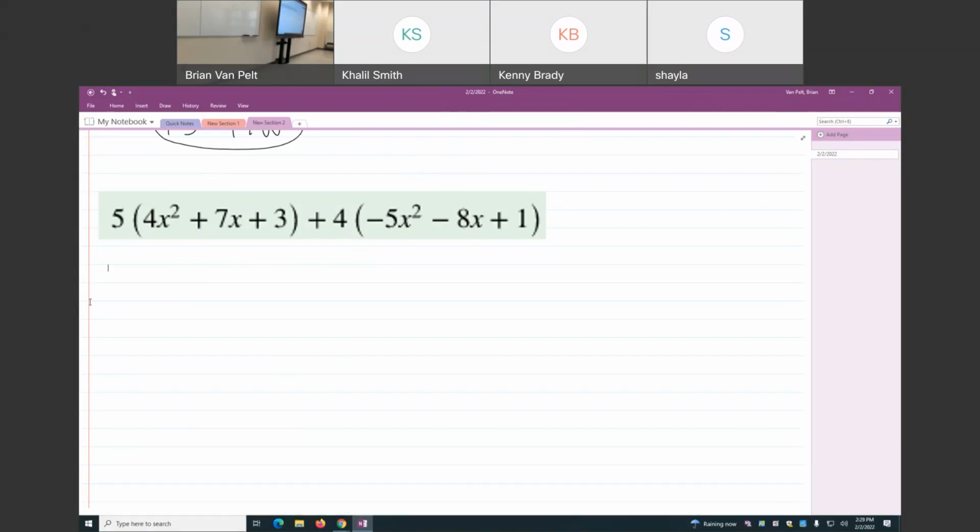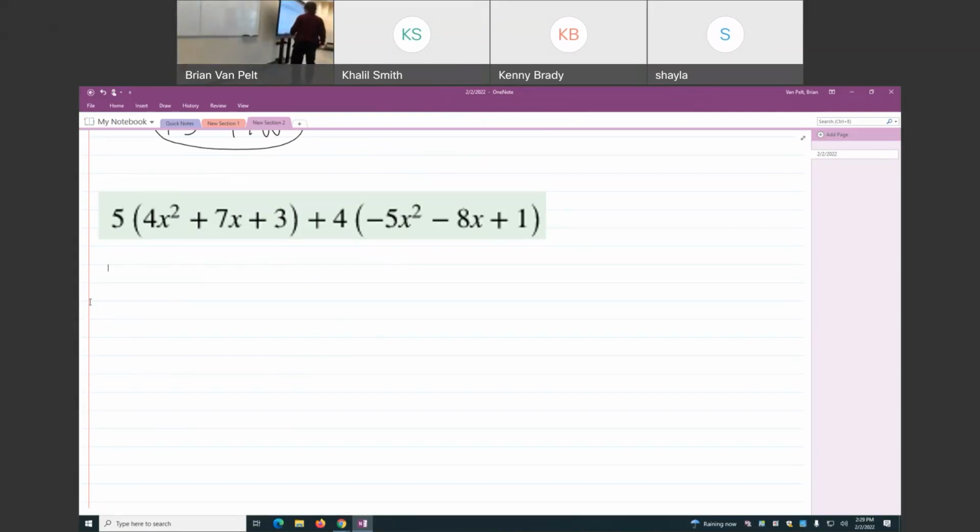Probably coming along. Anybody else finished yet? Okay. I got 3x plus 19. Negative 3x. I got positive 3x. All right, let's take this. Oh, I guess we'll find out in a minute. 15 plus 4.